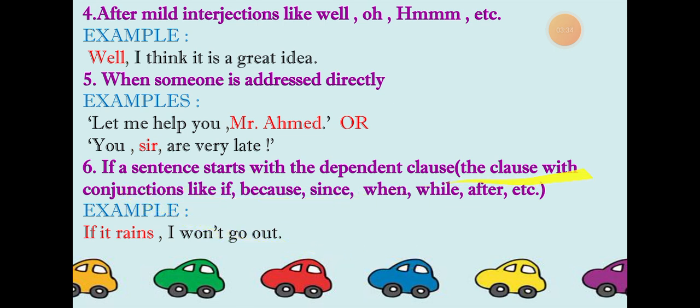If a sentence starts with a dependent clause, a clause with a conjunction like if, because, since, when, while, after, etc. For example, if it rains, comma, I wouldn't go out. So here again we're using a comma.